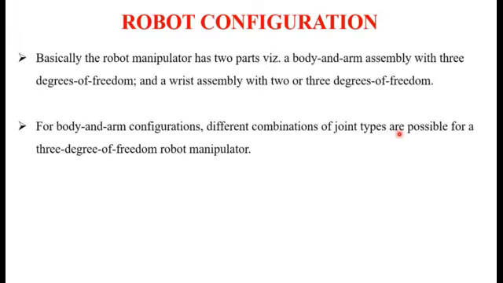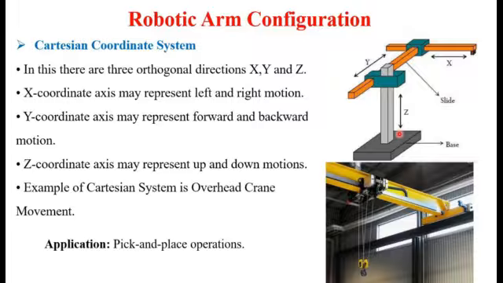Okay, so these are the two main parts of these robots, and based on this, the number of degrees of freedom and the robot configuration are related. For body and arm configurations, different combinations of joint types are possible for a 3 degrees of freedom robot manipulator. We will see them one by one in detail.